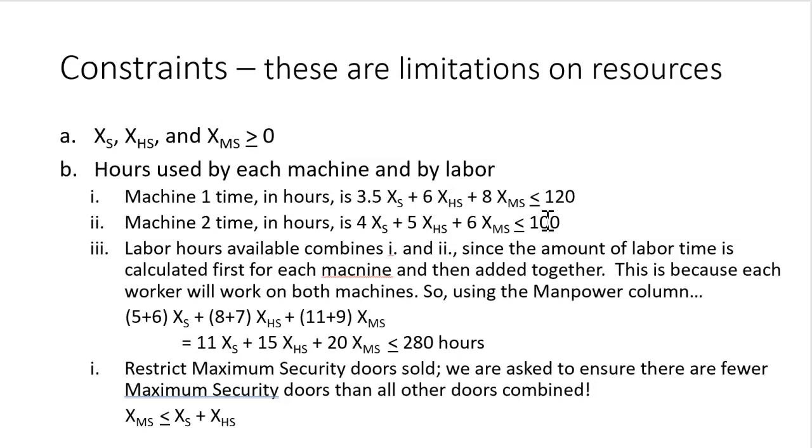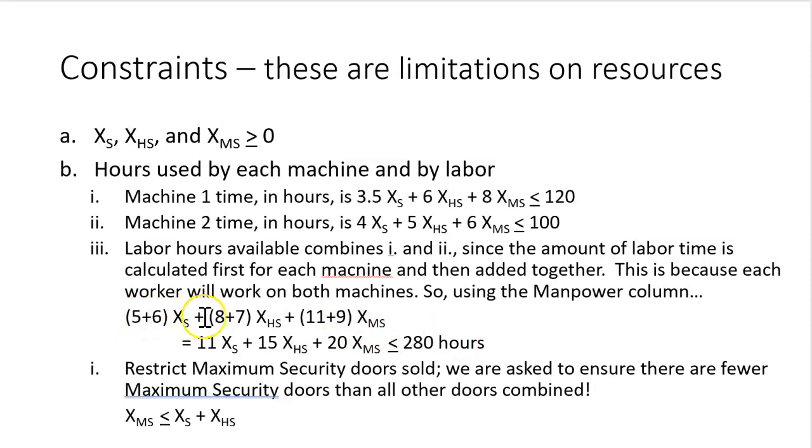Okay. Now I want to turn to the amount of labor, which was the next constraint. The amount of labor is calculated first for each machine and then added together. So one machine has labor of 5 hours, the other machine has labor of 6 hours. The high security door has 8 and 7 respectively, and the maximum security door will require 11 hours on one machine and 9 hours on the other. Because they're all the same variables, I can add them together. I end up with 11x plus 15x HS plus 20x sub MS, and that has to be less than 120 hours of labor, as these workers use both machines.